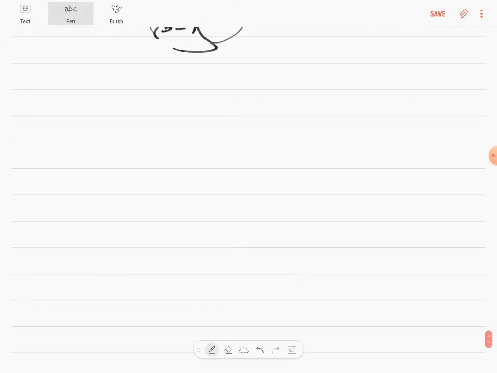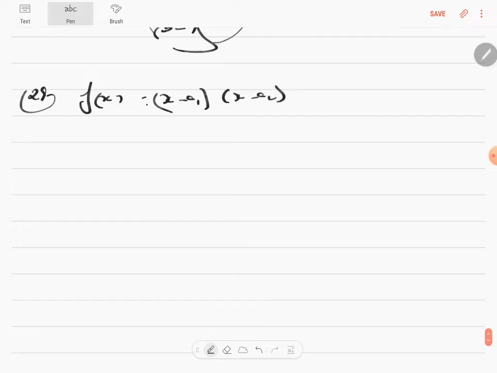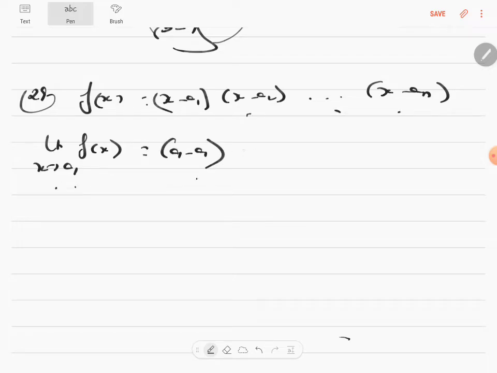So 29th question, a1, a2, a3, b real numbers, f of x is given as (x minus a1)(x minus a2) dot dot dot (x minus an). Limit of x tends to a1, f of x. Is there a denominator here? If there is no denominator, then direct substitution. Put a1 in place of x. a1 minus a1 itself will become 0, and the multiplication of all these terms will become a1 minus an and so on, but still the answer will just be 0.